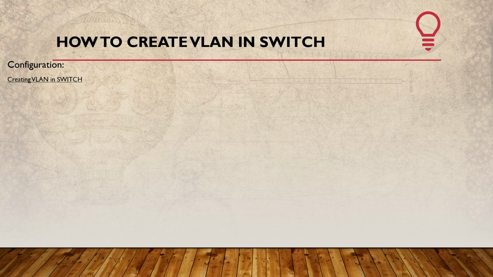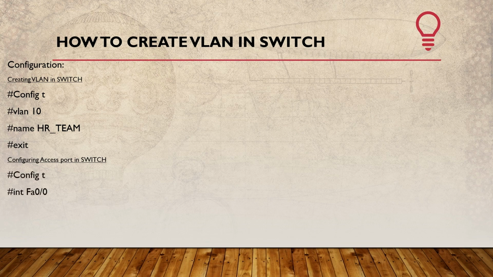Creating a VLAN in a switch is very simple. Go to config mode. In config mode, give the command vlan, followed by the VLAN number, which is called the VLAN ID, and then the name of that VLAN, and then exit. Then the VLAN will get created. And then, configuring an access port in a switch.